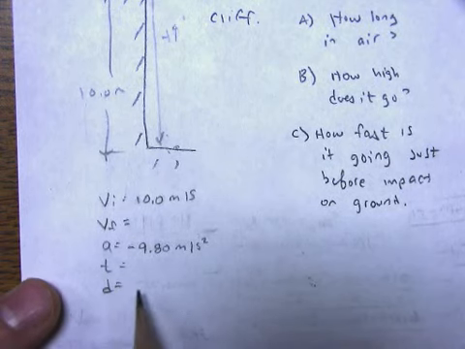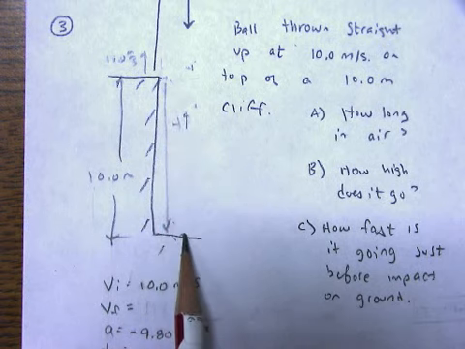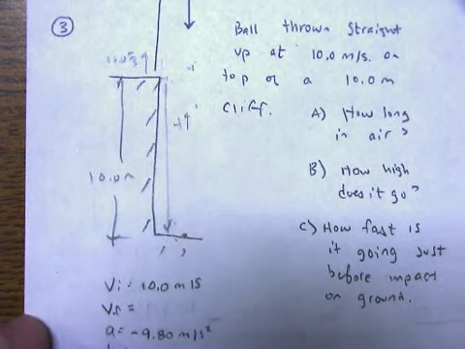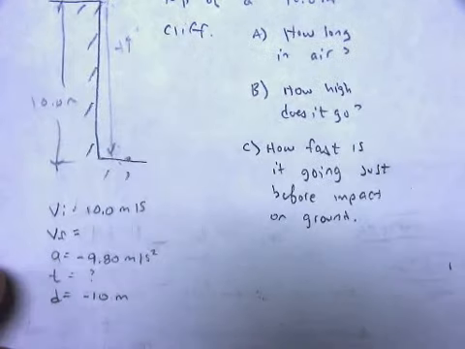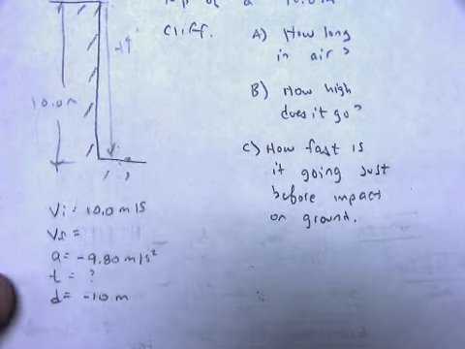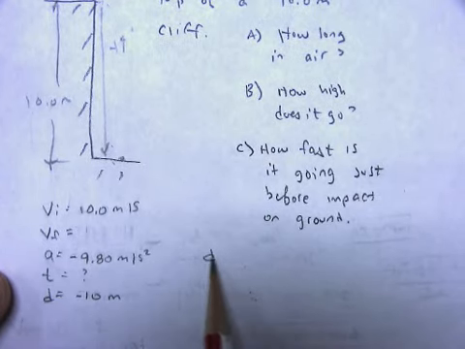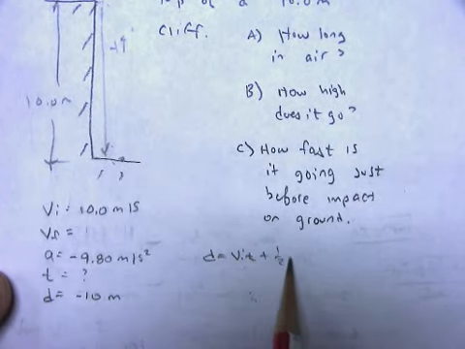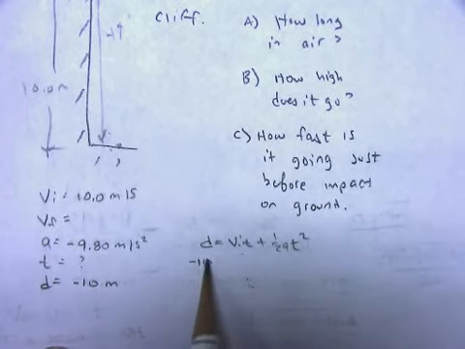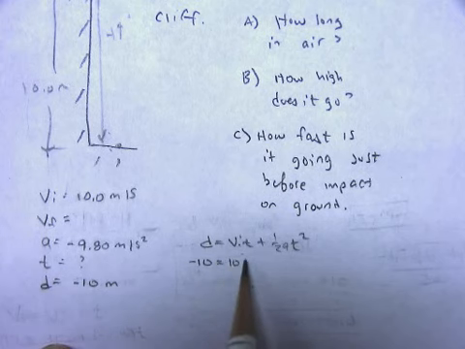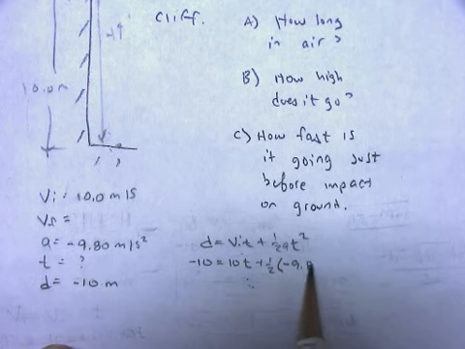So I'm going to say my displacement is negative 10 meters. It's going from here down to there, and that's a negative 10 meters. So I'm going to plug it into everything, and I'm looking for time. The one that doesn't involve final velocity. So d equals VIT plus 1/2 AT squared. My displacement, negative 10. Initial velocity, 10. 1/2, the acceleration, negative 9.8, t squared.